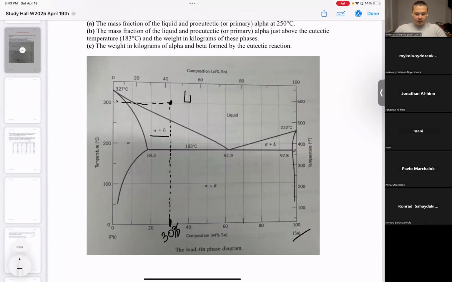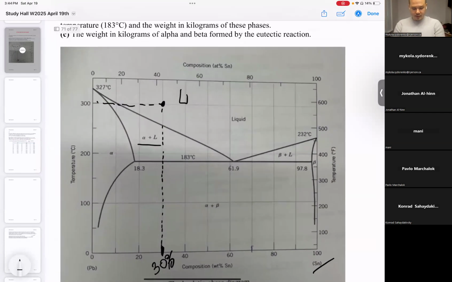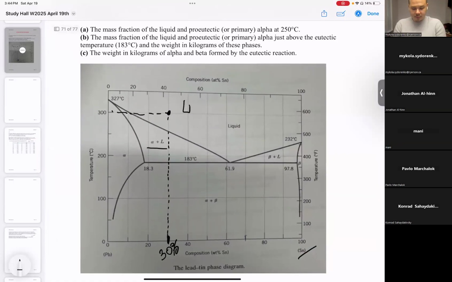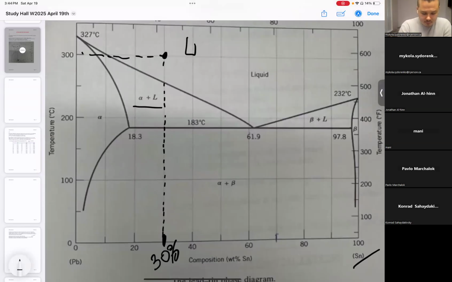Okay, let's figure out our part A. Sorry, with the momentum. Okay, so just pull up my notes. Anyway, we need to figure out the mass fraction of the liquid and pro-eutectic primary alpha at 250 degrees Celsius. So this is 250. We pass a horizontal line. Okay, not really a good horizontal line.